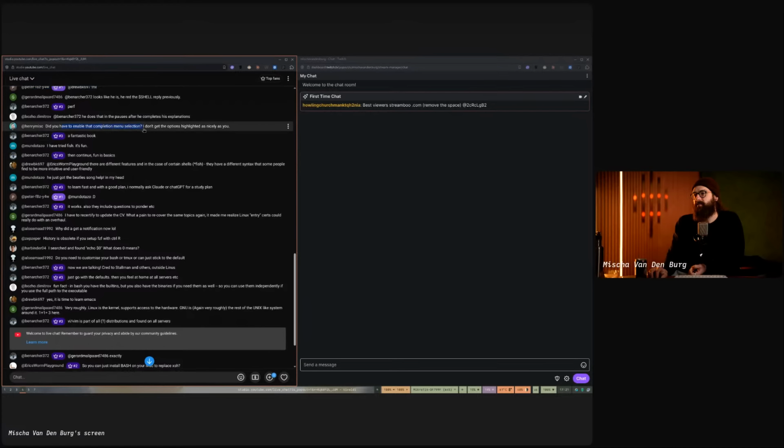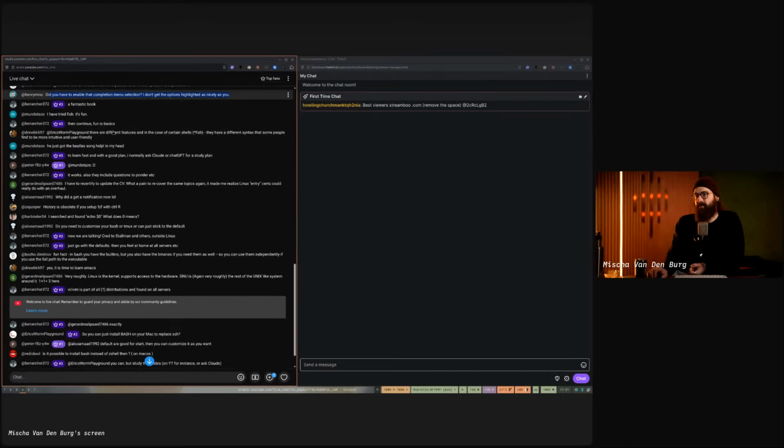Did you have to enable that completion menu selection? I don't get the options highlighted as nicely as you. Yeah, you may have to do some tweaking in your Z shell configuration. You need to do some compdef and Z shell init and that kind of stuff.